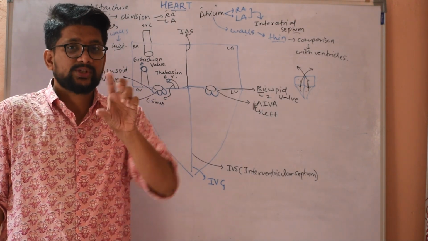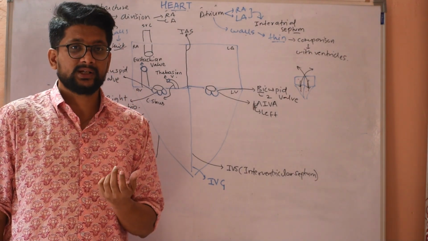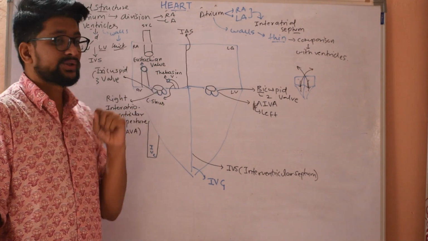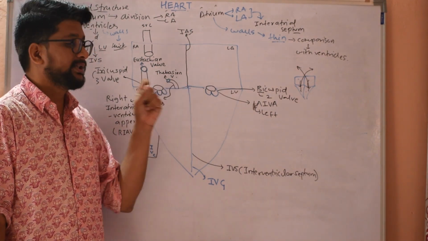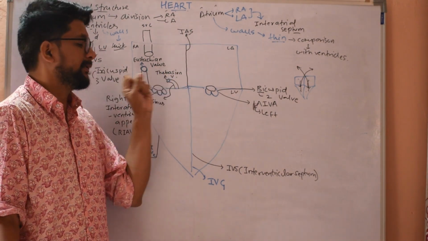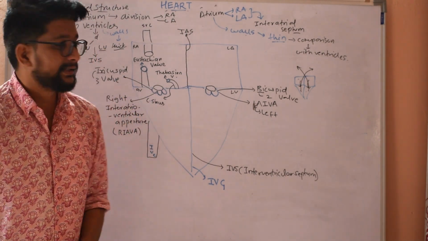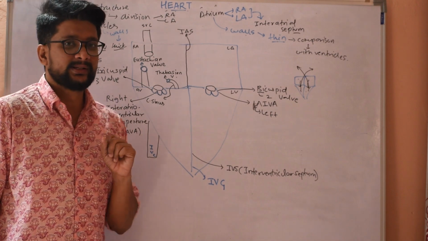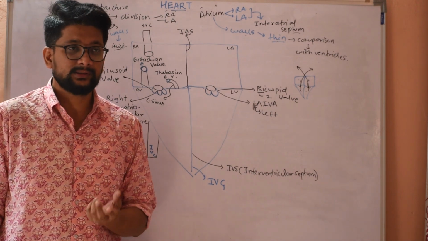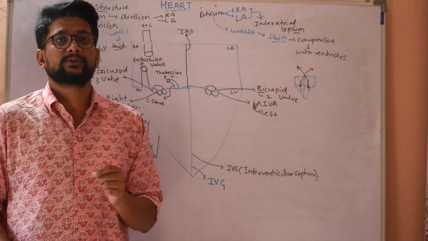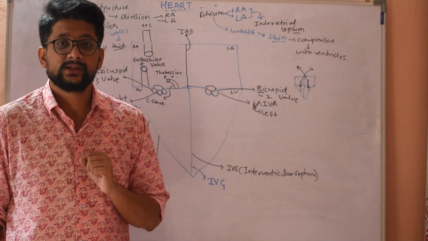The valve which is present in front of inferior vena cava is known as Eustachian valve. The valve which is present in front of coronary sinus is known as Thebesian valve. It is mostly asked in the MCQs or answered in one sentence. Now why is this valve present? Again the same answer, same reason, to prevent the backward flow of blood via the process of circulation.